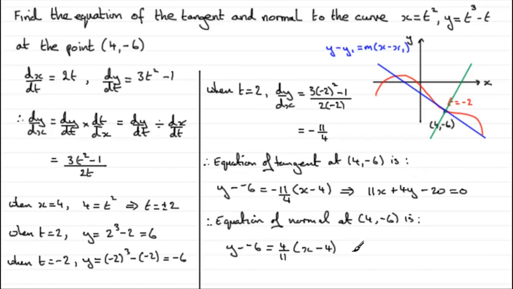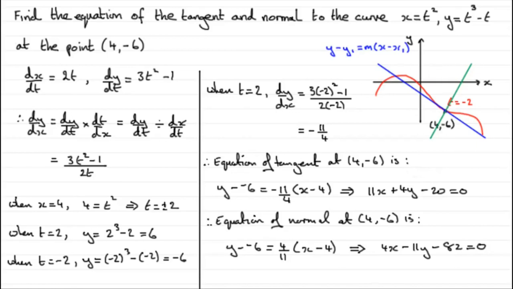And again, if we wanted to write this in the form ax plus by plus c equals 0, just multiply through by 11, rearrange, and what you should find is 4x minus 11y minus 82 equals 0. I'll leave it up to you to check that out. Well, I hope that's given you some idea how we can find equations of tangents and normals to a curve.